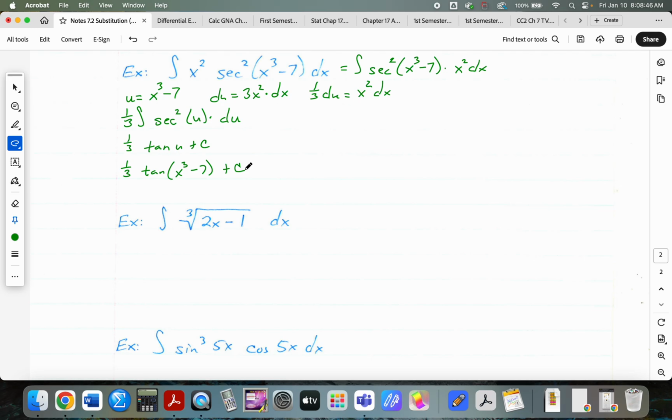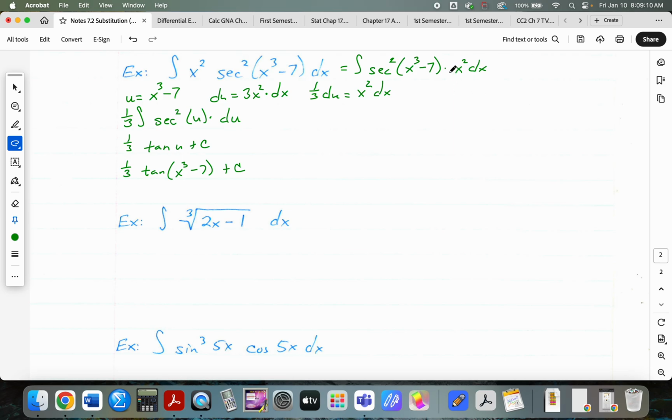Now, what if you wanted to do this by undoing the chain rule? Can you do it? The answer is yes. If you wanted to undo the chain rule, you have to make this into the derivative of the inside part. I'd really like that to be a 3x squared, right? How can I do that?